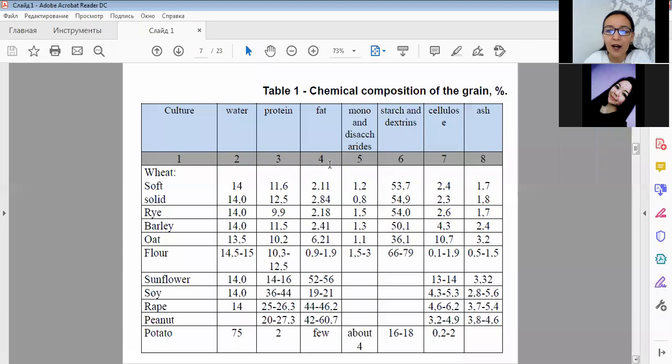For example, the high content of the protein is in the culture of soy. The content of the protein in soy is 36 to 44%. And the high content of the fat is in the sunflower. The content is from 52 to 56%.